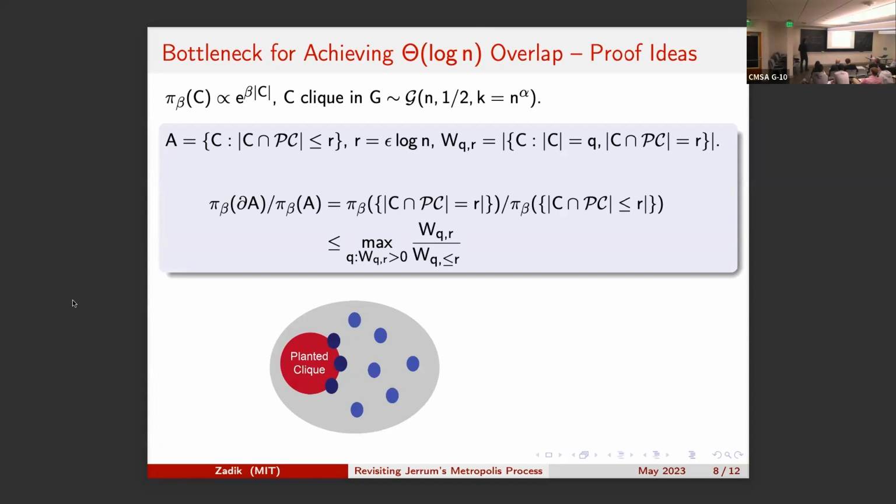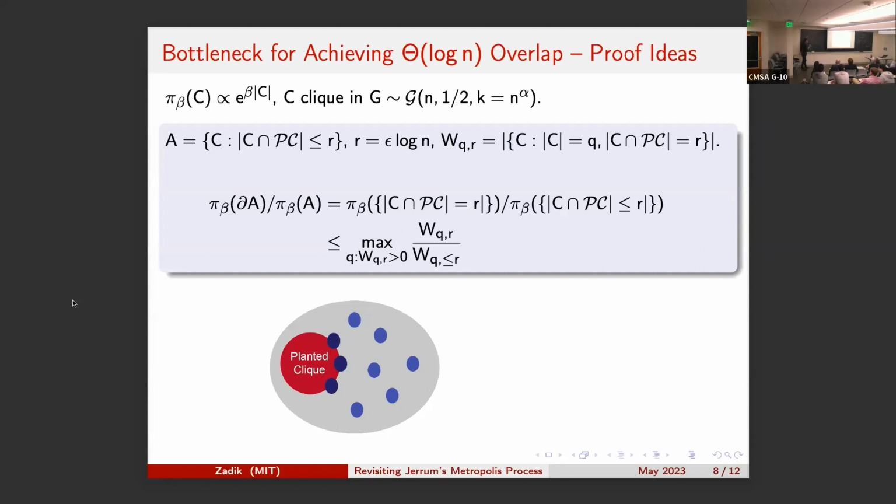So what we can prove is that I need a quantity called W_{Q,R}. What's W_{Q,R}? It's a very intuitive quantity. That's the planted clique model, right? So there is a planted clique here.